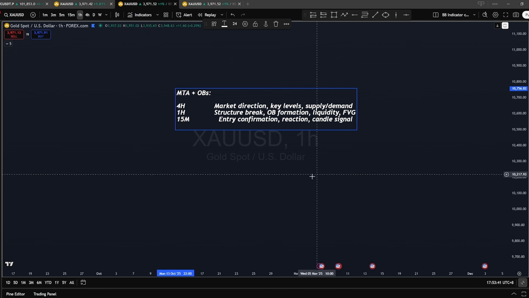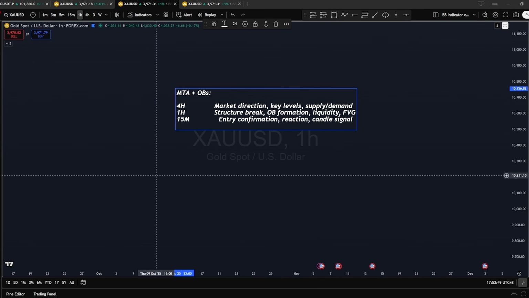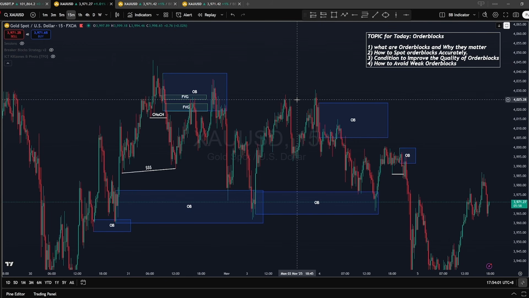Is this clear? This is how you increase the probability of your order blocks using multi-time frame analysis. This is the process from the higher time frame to the lower time frame. Very, very good. So now let's jump into live examples of order blocks that have happened throughout the entire week right here.